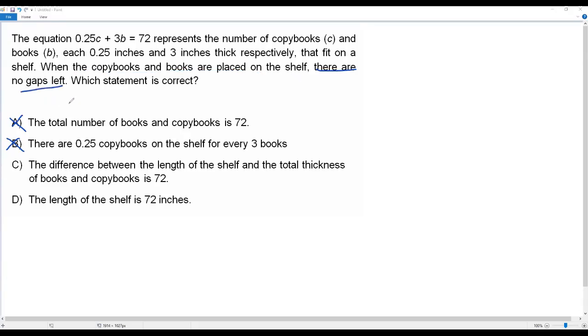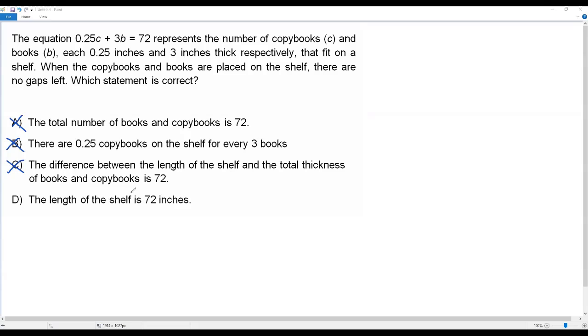So the shelf is completely filled by the C copybooks and B books. Since there are no gaps left, the total thickness of all the books and the length of the shelf are equal. Then the difference between the total thickness of books and the length of the shelf equals 0. But option C says the difference between the length of the shelf and total thickness of the books and copybooks is 72. That's also incorrect, because the difference is 0.